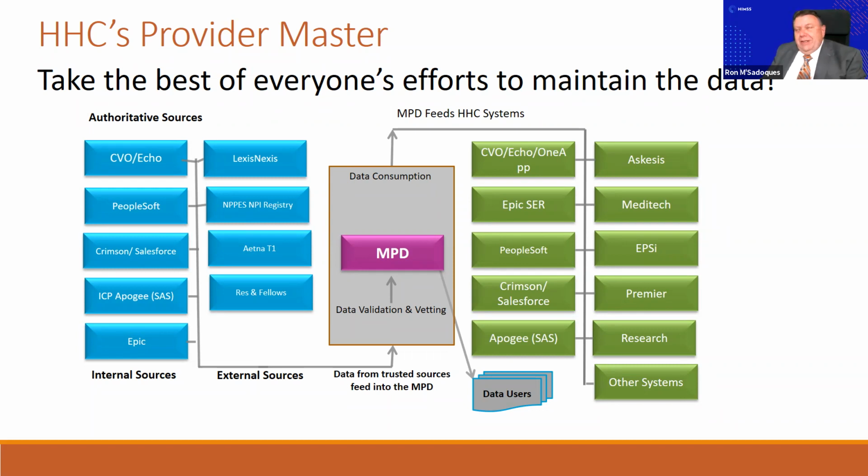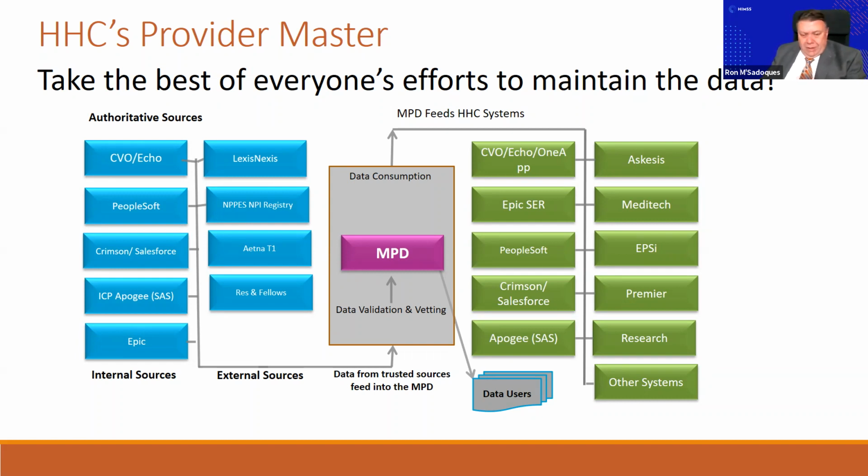But we've also supplemented it with data from the outside. We get a file from LexisNexis every month. LexisNexis started out as a legal research authority where they held data for the legal business, but they've expanded into all kinds of things. And they send us a file of every provider in Connecticut, plus all of the counties in New York, Mass, and Rhode Island that border Connecticut. So we get an authority from LexisNexis. The National NPI Registry provides us data. We get some data from Aetna, and we get our residents and our fellows who work with us, people in training.